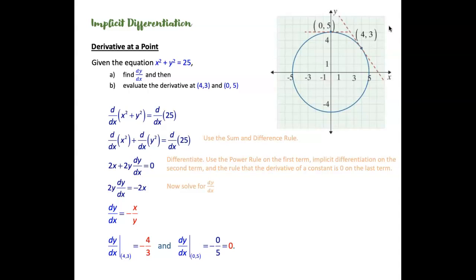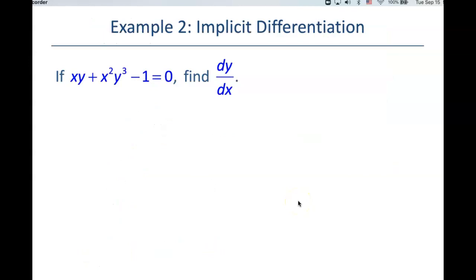And dy/dx at (0, 5) is negative 0 over 5, or 0. And of course, hopefully you remember, the slope of a horizontal line is 0. All right, cool. Fun example, huh? All right, let's do another example of implicit differentiation. This one's a little tougher.